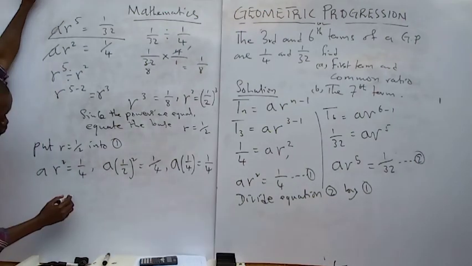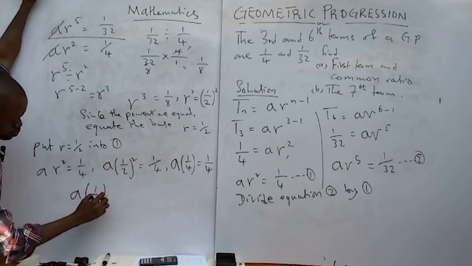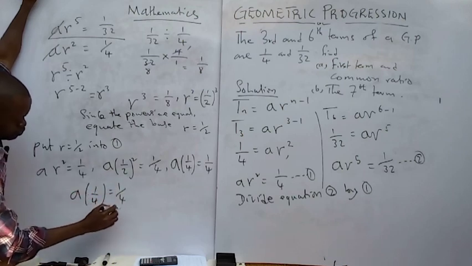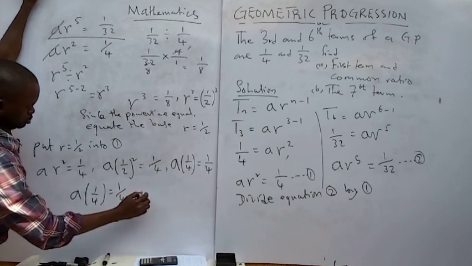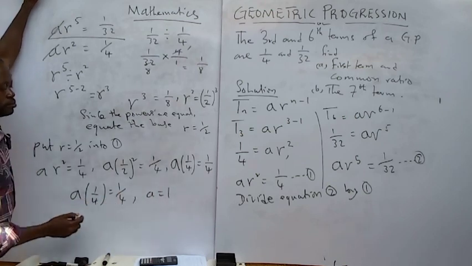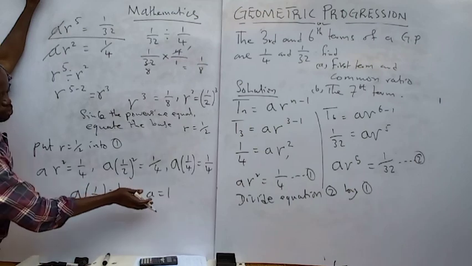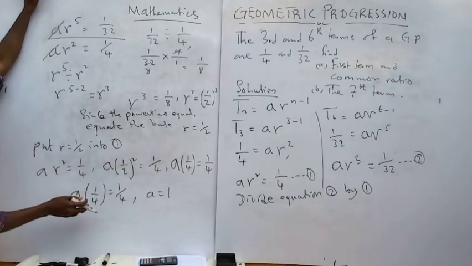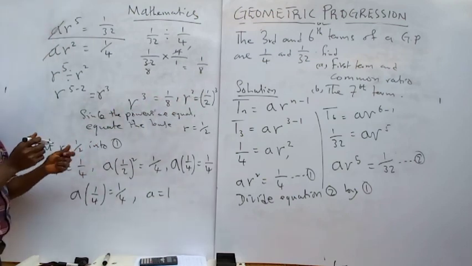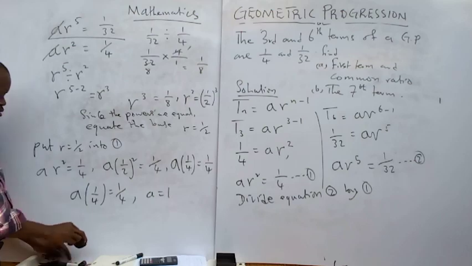So if I have a times 1 over 4 equals 1 over 4, simply divide both sides by 1 over 4, you realize that a is equal to 1. The first term is 1. And with this information, first term being 1, common ratio being half, we can answer the second question, which is find the 7th term. I'm sure that is very clear.